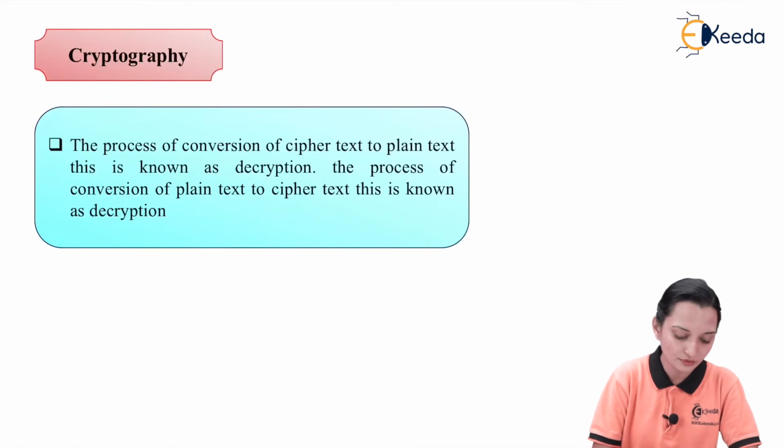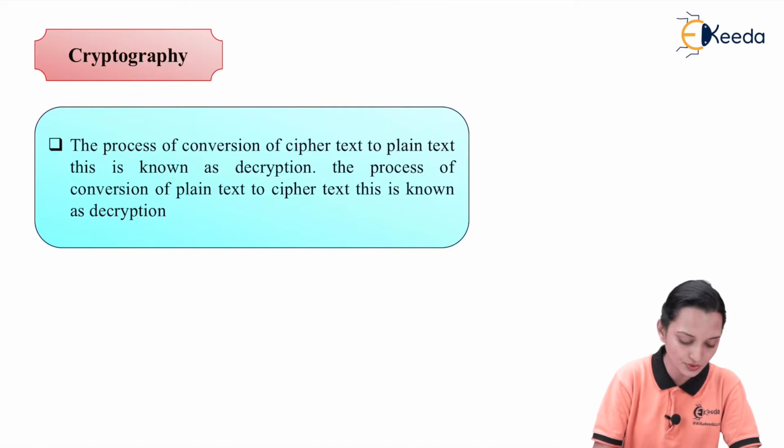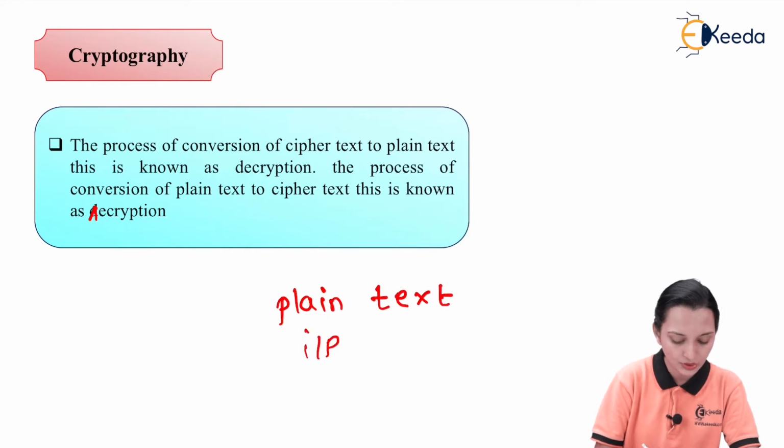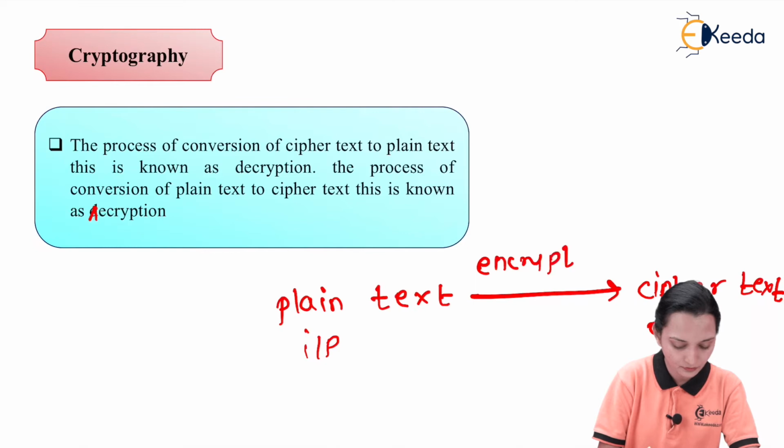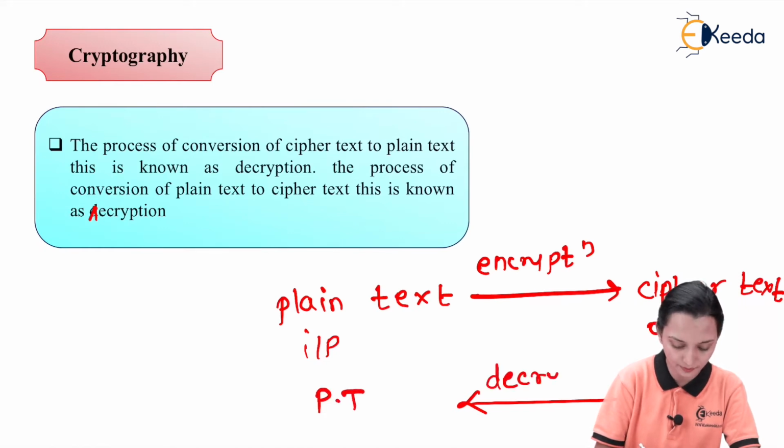Here, the process of conversion of ciphertext to plain text is known as decryption, while the process of conversion of plain text to ciphertext is known as encryption. So plain text, that is our input, to ciphertext, that means the encoded output, is nothing but encryption. And from ciphertext to plain text, that is known as decryption.